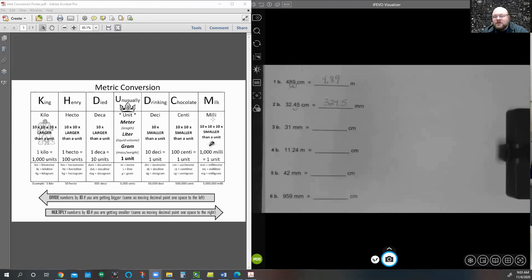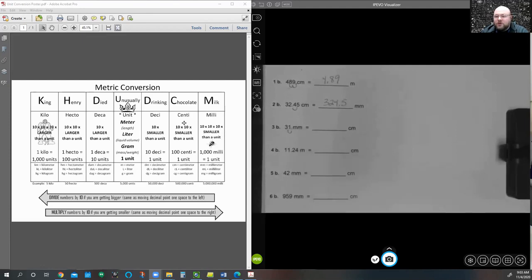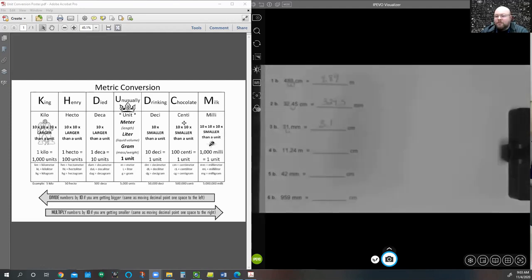We find milli on our chart, and we go to centi. So our decimal jumps 1 spot to the left. This is another one of those where it doesn't show us the decimal, so we just know it's on the far right. That's just where it is when they don't show us. And it goes 1 jump to the left, which means instead of 31, we get 3.1 centimeters.